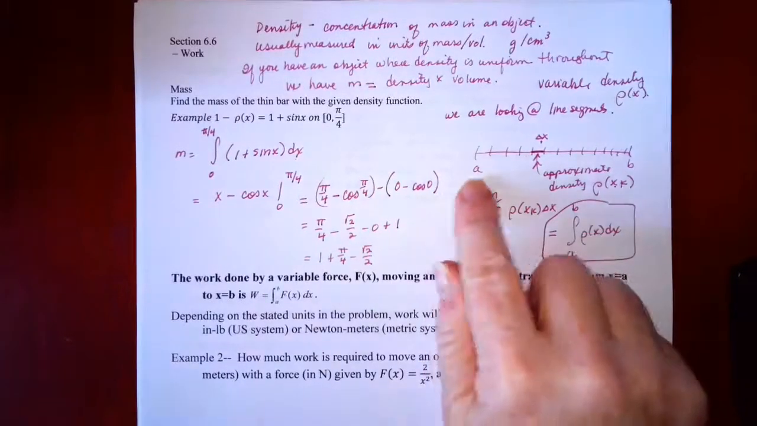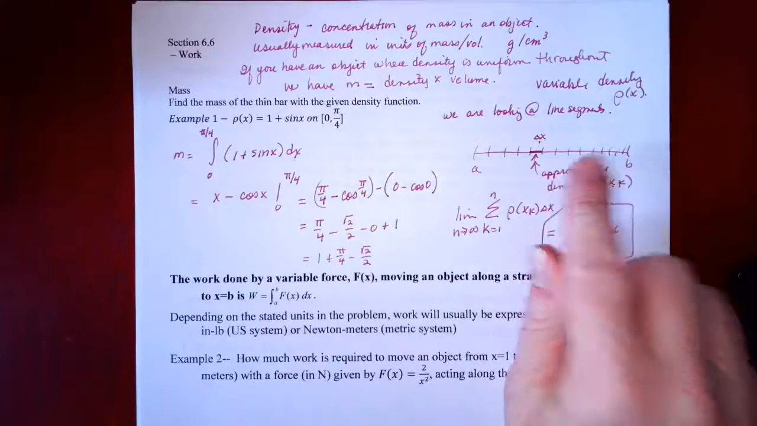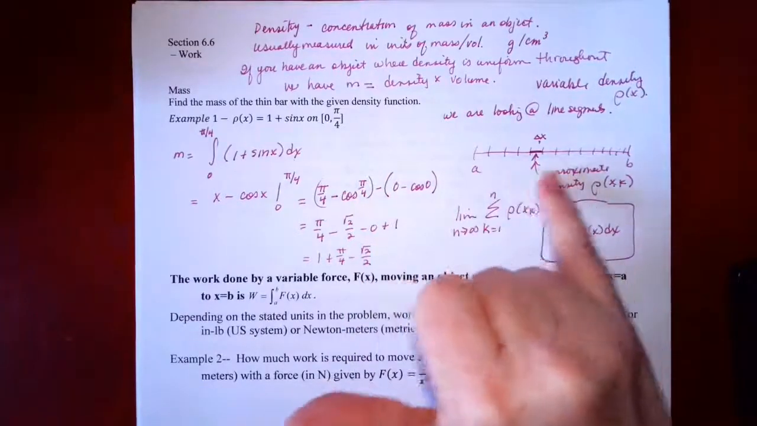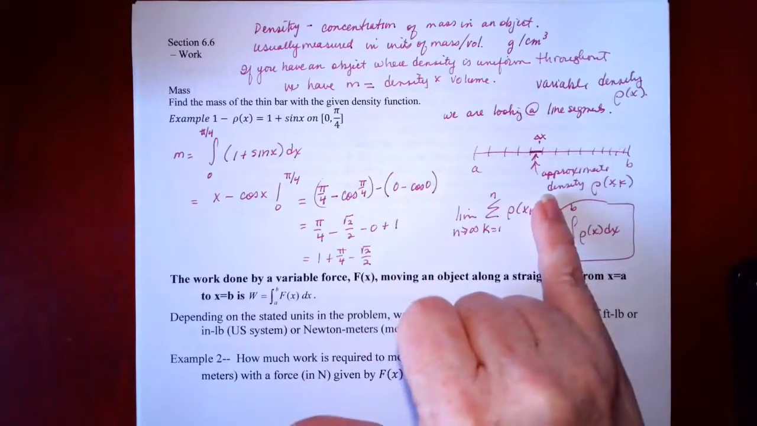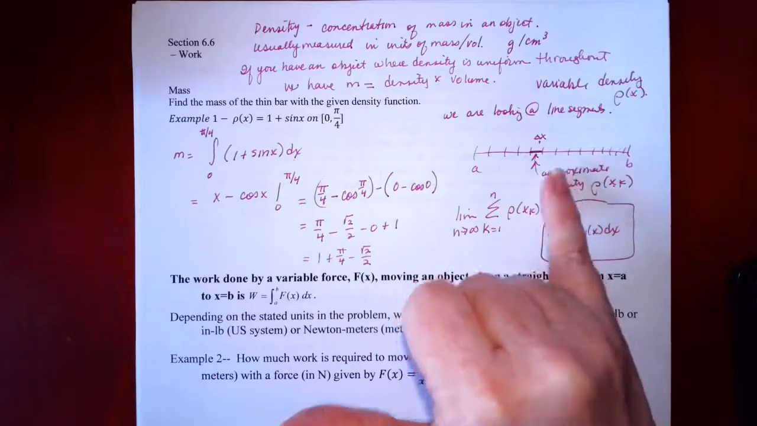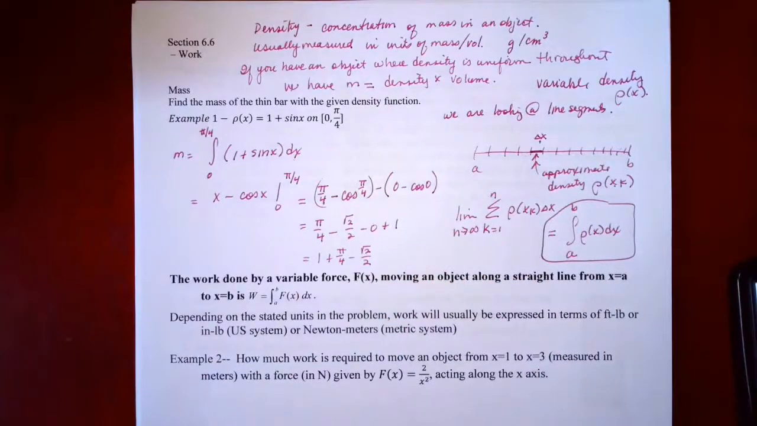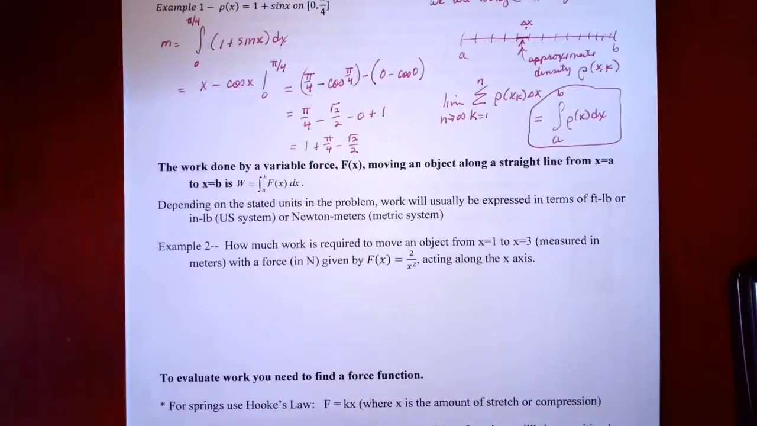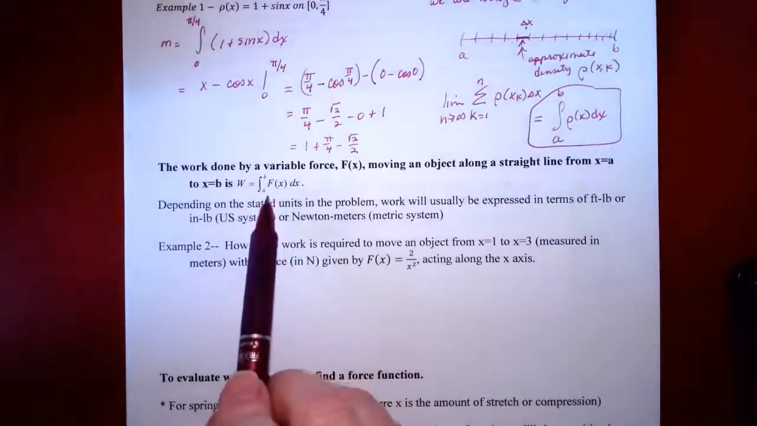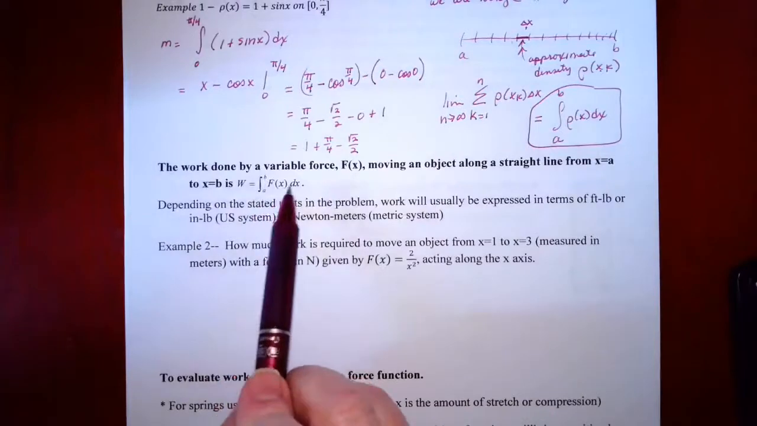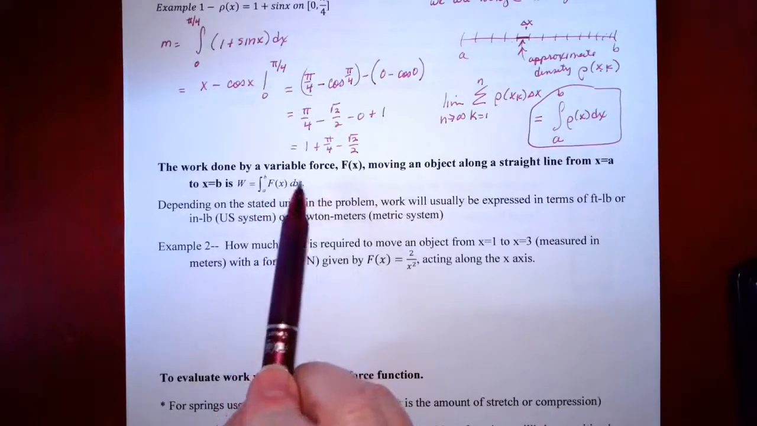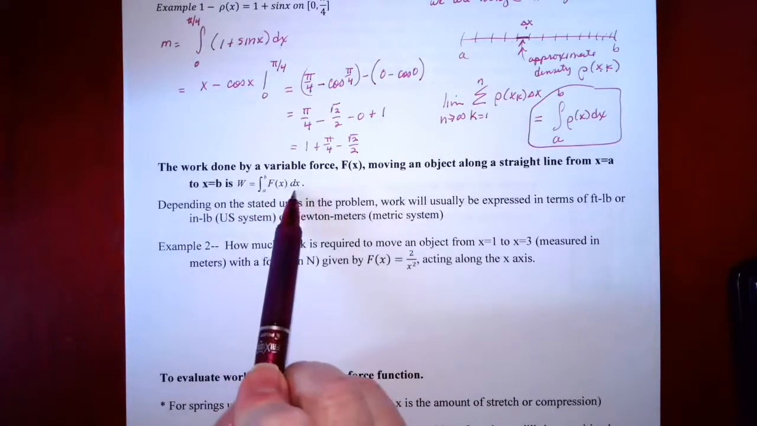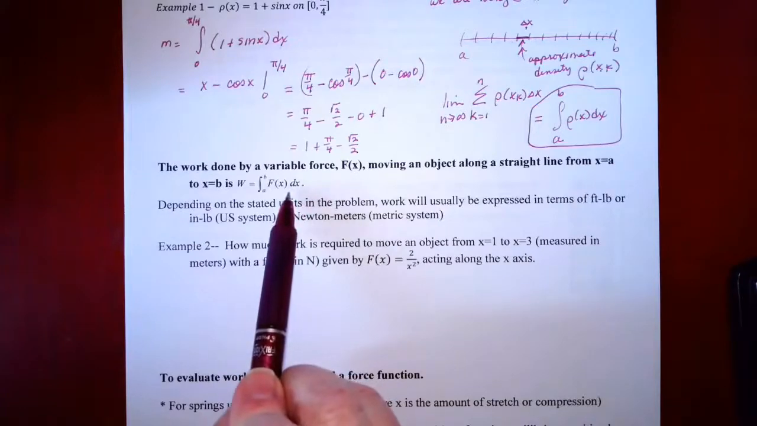Now, we could go through a very similar derivation, and they do in your textbook, but rather than chunking it up into small line segments here, we could chunk it up into small segments of work. And we'll get basically that work done by a variable force from A to B is the integral of the force function dx. I think of this as force times distance. We're just doing little increments of it.